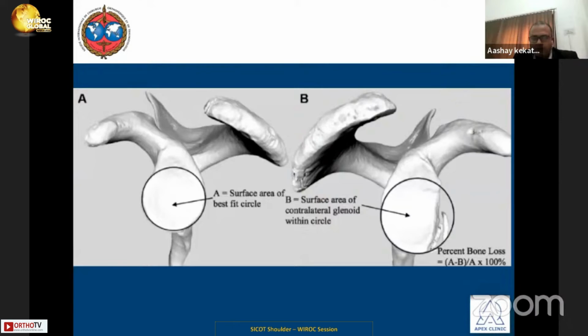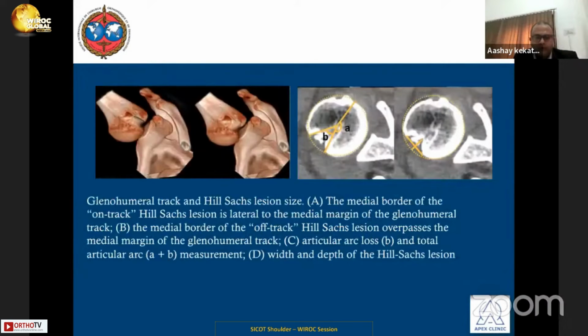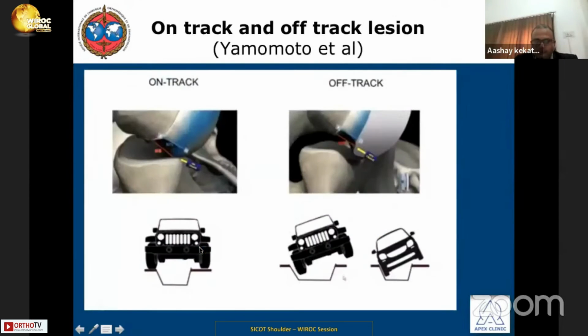And then about the glenoid lesion of the Hill-Sachs, it is lateral to the medial margin of the glenoid track. The medial border of the off-track Hill-Sachs lesion overpasses the medial margin of the glenoid track. C shows the articular loss and a total articular measurement. This concept was very well explained by Professor Yamamoto, in which the glenoid bone loss determines the on-track or off-track lesion.